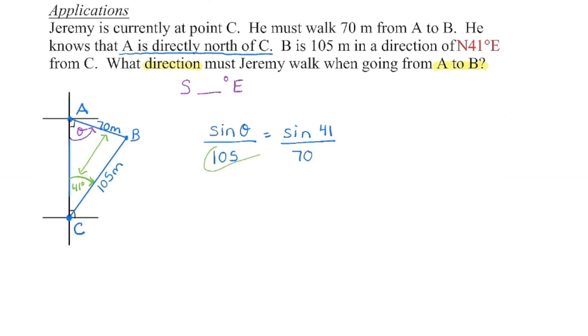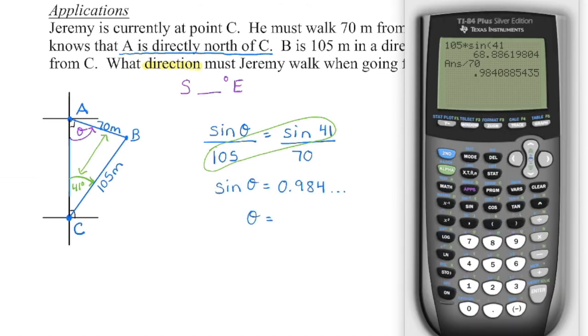We're going to begin by cross-multiplying the two opposite from each other, and then we're going to divide by that third known measure. I went ahead and multiplied that 105 by the sine of 41, and then divided that total by 70, and that gives me that ratio there. So we know the sine of that angle is equal to this. And remember, this ratio is the opposite side divided by the hypotenuse there.